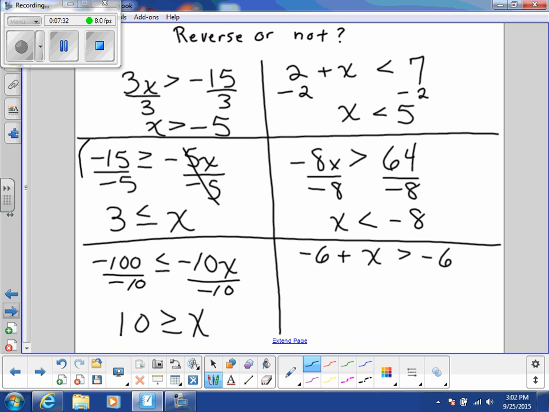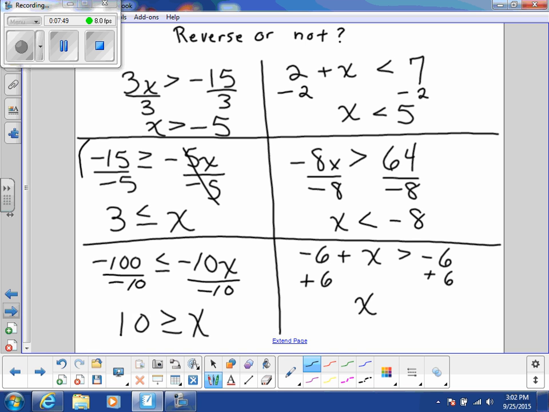What about the last equation on this slide? Do I multiply or divide by anything? No. Negative 6 plus x. I want to get rid of this negative 6. The inverse is to add 6 to both sides.